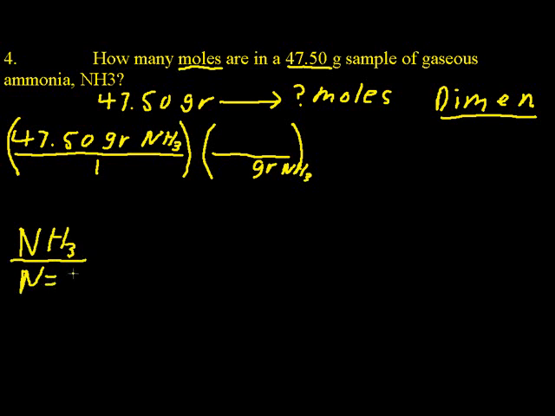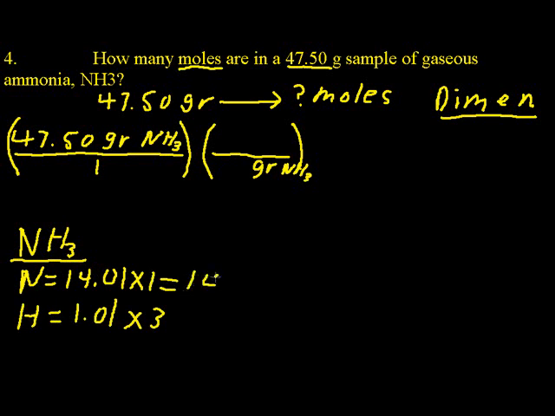Nitrogen weighs 14.01. I have one of them. Hydrogen weighs 1.01. There are 3 of them. Therefore, I get 14.01. I get 3.03. 4, 0, 7. I get 17.04. Now, checking my own calculation here. There we go. So what happens is this. This is the weight in grams of 1 mole of the NH3. So again, this is your molar mass.